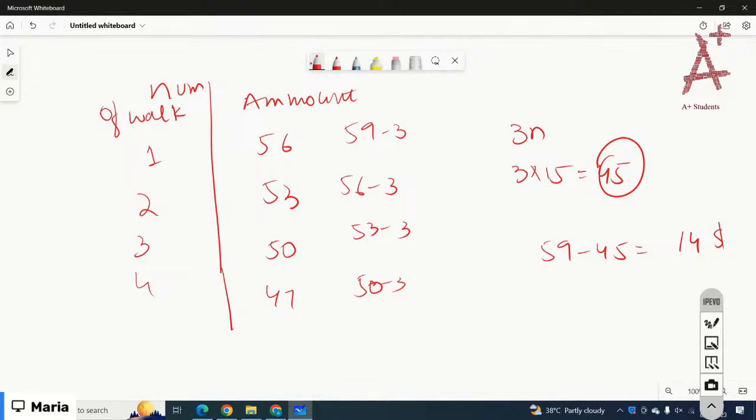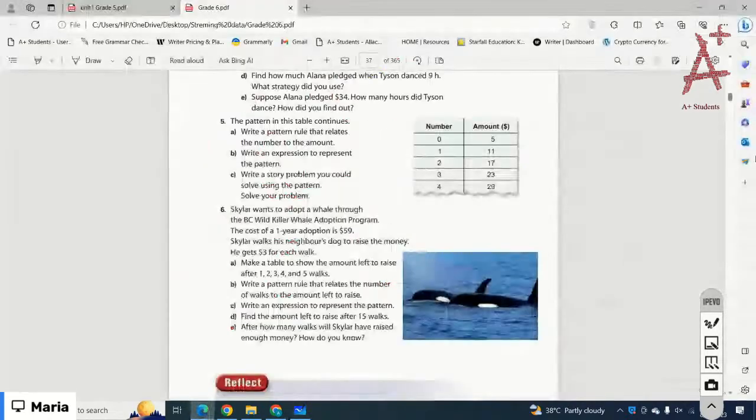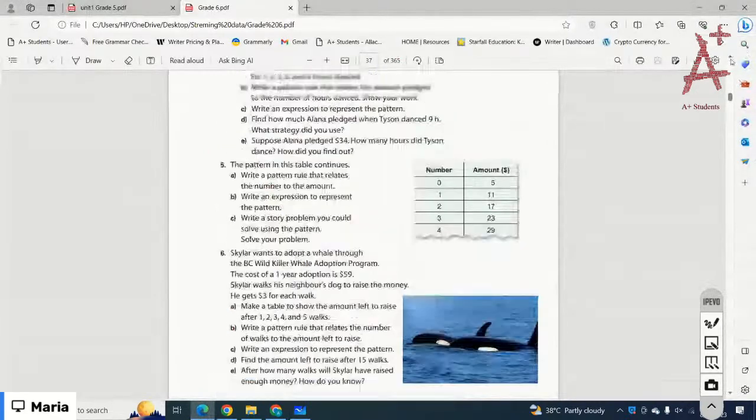You have to make a pattern for this value. They are decreasing by 3 every time, right? So you have to make the pattern for this one, not the other one.